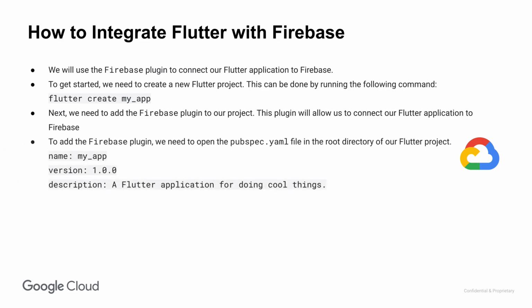To add the Firebase plugin, we need to open the pubspec.yaml file in the root directory of our Flutter project. This file will contain the information about our project, such as its name, version, and dependencies. The following is an example of a pubspec.yaml file. Here we have the name, version, and description, and we also can see some dependencies like the Flutter and the Firebase core versions.